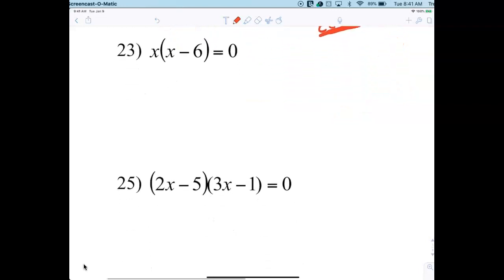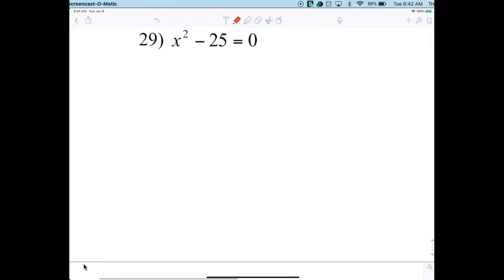Number 23. Why is 23 easy? Why is this one super easy? Tell me. Wow, Charlie's come alive. Thank you, Charlie. Because it is already factored. So you're just supposed to look at that and say, obviously, x is 0 or x equals 6. Moving down the page.